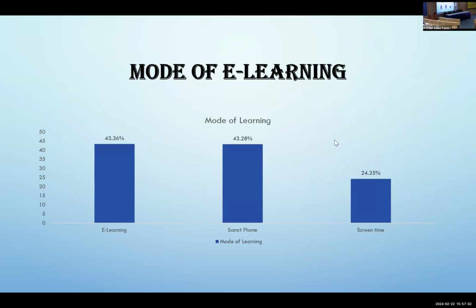it was found that out of all the modes of learning, the smartphone was the most frequently used device. The main reason was that it was easily accessible to everyone, and they could read their study material anytime as per their flexibility.